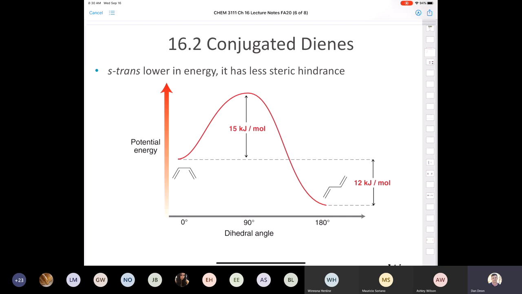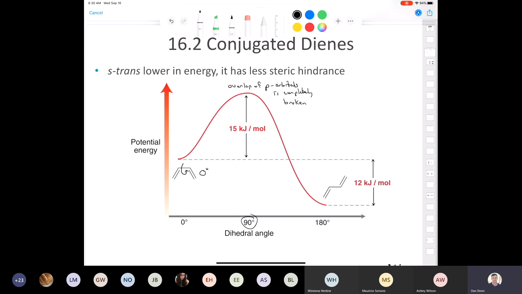And what's that barrier of rotation? It's going to be that 15 kilojoules per mole. Why? Because when you rotate this bond, here the dihedral angle is 0 degrees. Well, I guess it's labeled down here. Here it's 90 degrees, and I'm not going to try to draw that. I could have shown you, but when they're 90 degrees, the overlap of p orbitals is completely broken, okay? There's no overlap between the p orbitals in the middle here, between these two carbons, all right?